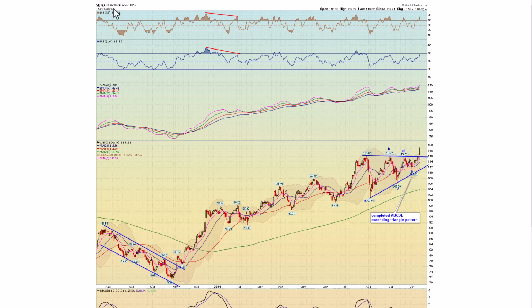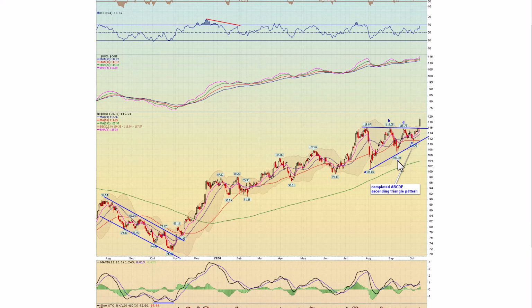Chart 45, here's the bank sector. Remember, I've been pointing this out as a bullish ABCDE 5-wave ascending triangle. Well, this finally broke out last week. And honestly, this looks higher to me.